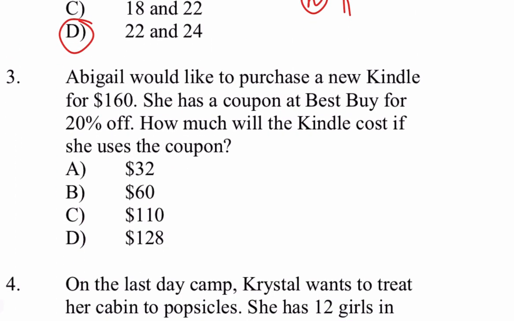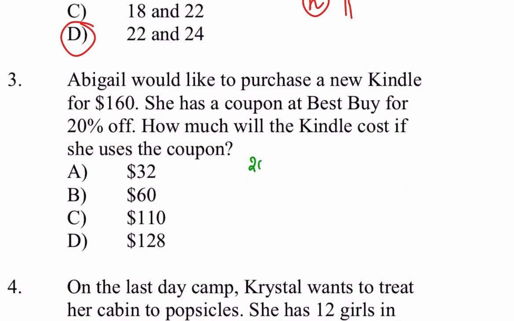Number 3, Abigail would like to purchase a new candle for 160. She has a coupon to Best Buy for 20% off. How much will the candle cost if she uses the coupon? So the first thing we need to find is how much money, how many, 20% of 160. 20% is 20 over 100, right? Times 160. So it will be 32, right?